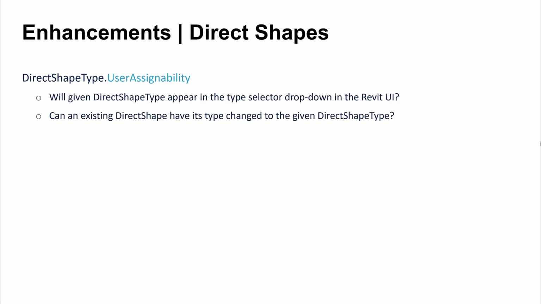In terms of direct shapes, we've got a small enhancement with access to the user assignability property, which identifies whether a direct shape can appear in the type drop-down selector in the Revit UI and whether a direct shape can have its type changed to a specific direct shape type. So this is basically an ability to control what's available and how much a user can change in the UI to switch a direct shape from one type to another.